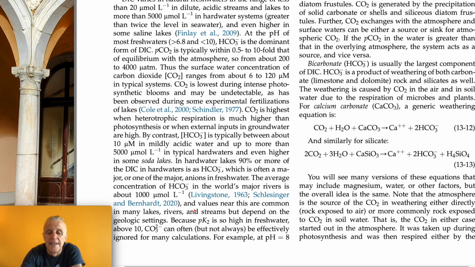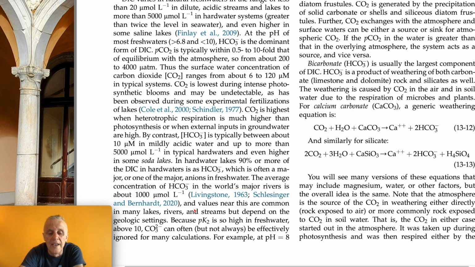In hard water lakes, 90% or more of the DIC is as bicarbonate, which is often a major or one of the major anions in fresh water. The average concentration of bicarbonate in the world's major rivers is about 1,000 micromoles per liter, and values near this are common in many lakes, rivers, and streams, but it depends on the geologic setting.